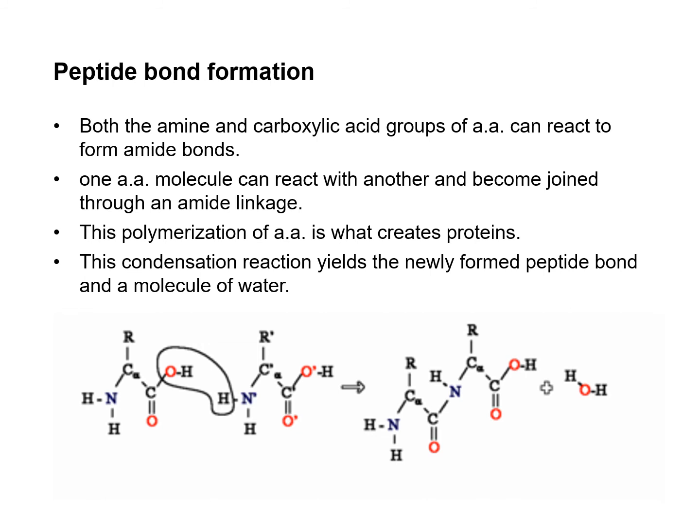Multiple amino acids can be linked by the formation of the peptide bond, because one amino acid molecule has both the amine and carboxylic acid groups that can react to form the amide bonds or the peptide bonds. And one amino acid molecule can react with another and become joined through the amide linkage. And that's what creates the protein or the polypeptide. And this condensation reaction yields the newly formed polypeptide, or the peptide bond formation. And there's a molecule of water that is also generated.